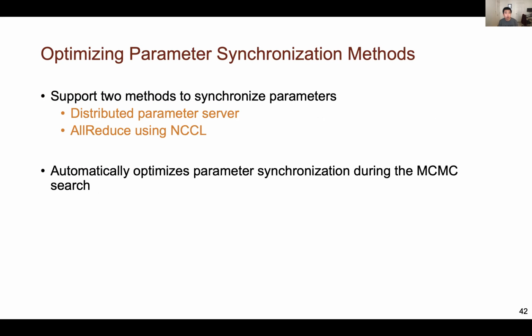In addition, we will add some optimizations for parameter synchronization methods. In the next release, FlexFlow will support two methods to synchronize parameters. One is a distributed parameter server, in which each GPU and compute device is the parameter server for a subset of parameters in your model. For each operator, we also support an alternative all-reduce method that uses the existing NVIDIA NCCL library. On the search side, we will also add support to automatically optimize parallelization and synchronization by using the more efficient methods during the MCMC search.